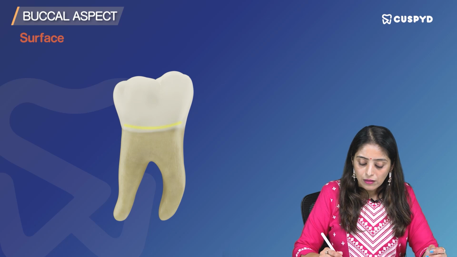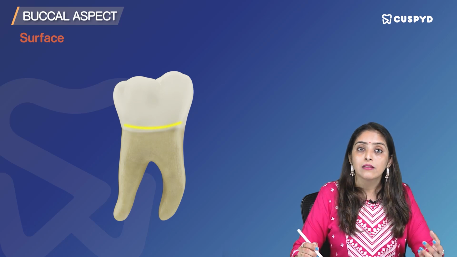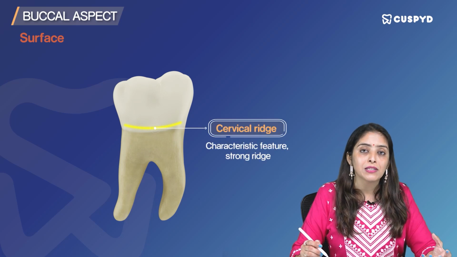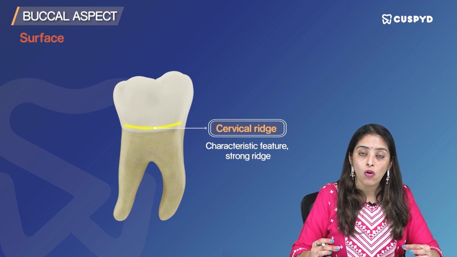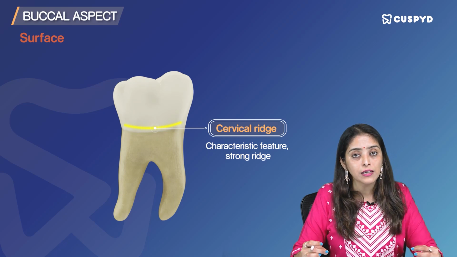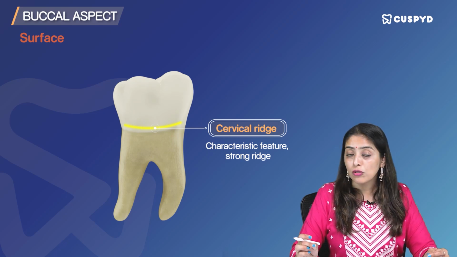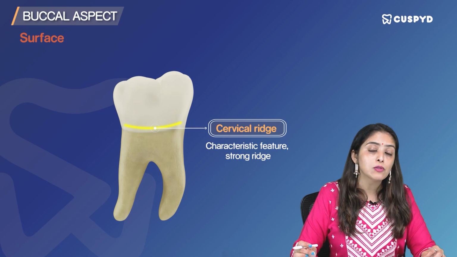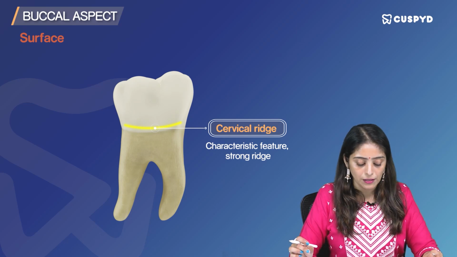There is a little extra ridge seen just above the cervical line. This is called the cervical ridge, and this is characteristic of the mandibular molars. So, the mandibular molars show the presence of a strong ridge on the cervical area, which is called the cervical ridge. This cervical ridge is also sometimes seen on the buccal aspect of the maxillary molars and many times also visible on the mandibular second premolar in the cervical area.